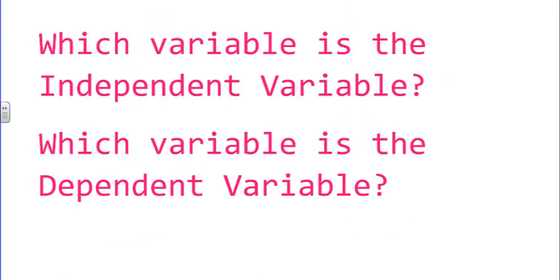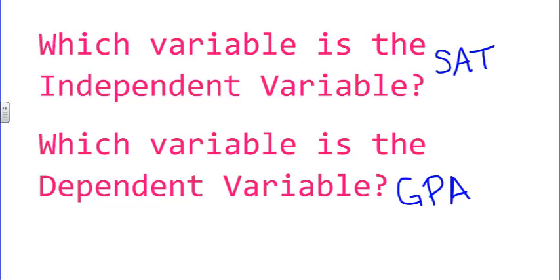First, which variable is the independent variable and which variable is the dependent variable? Well, the independent variable is the SAT scores, and they use the SAT score to predict the GPA, so the GPA depends on the SAT, so that is the dependent variable. So first let's make a scatter plot.